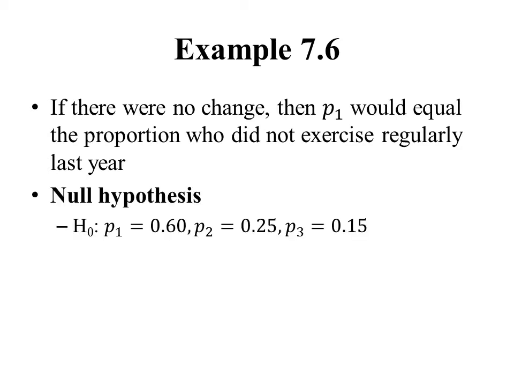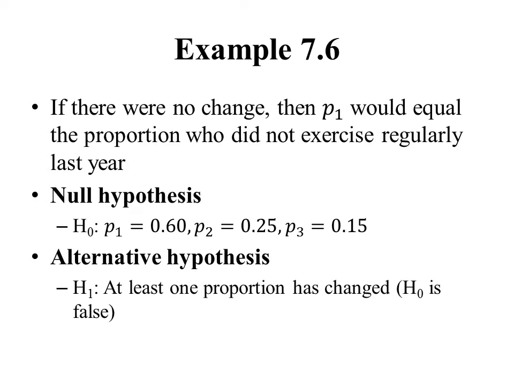And so our null hypothesis is going to consist of three statements of equality. It's going to be the statement that P1 equals 0.6, that's the proportion from last year. P2 equals 0.25, again that's the proportion from last year. And then P3 is going to equal 0.15, that's the proportion from last year again.